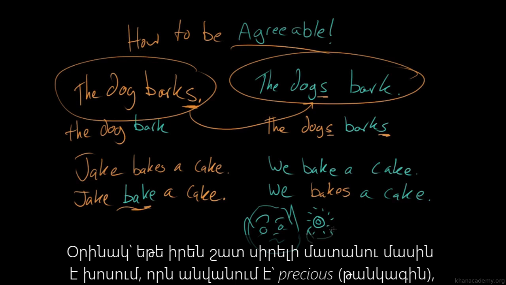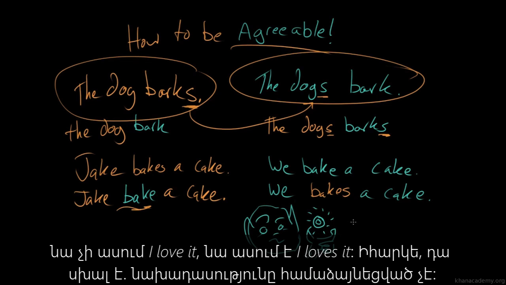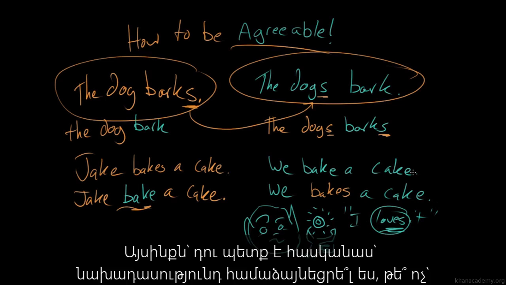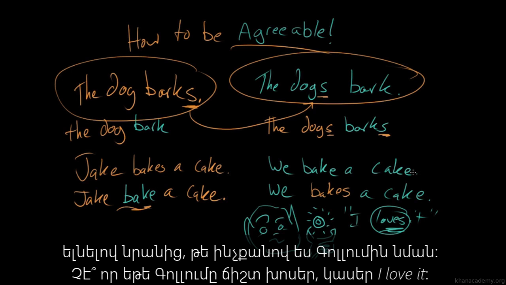So if he's talking about this magic ring that he's very fond of, which he calls the precious, he wouldn't just say, I love it. He'd say, I loves it. Like so. And that's not correct. That does not show agreement. So the test here is really, you can figure out whether or not you are using agreement in your sentences if you sound like Gollum. Because if Gollum were being grammatical, he would say, I love it.